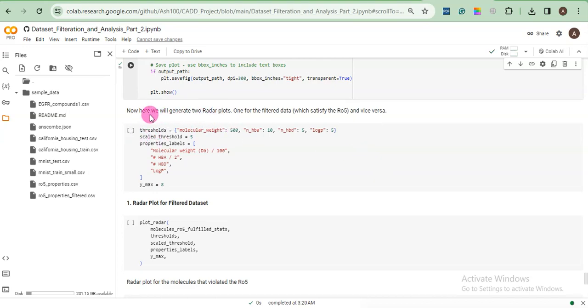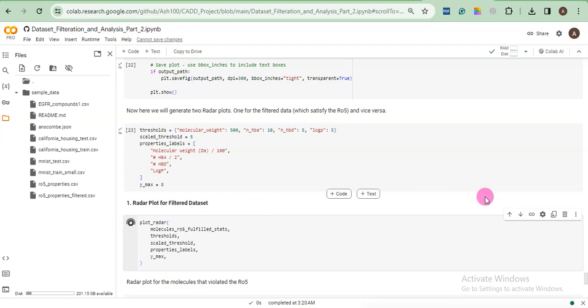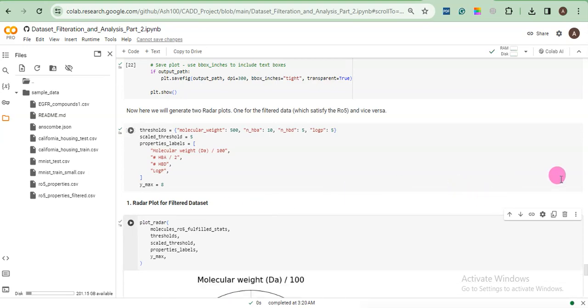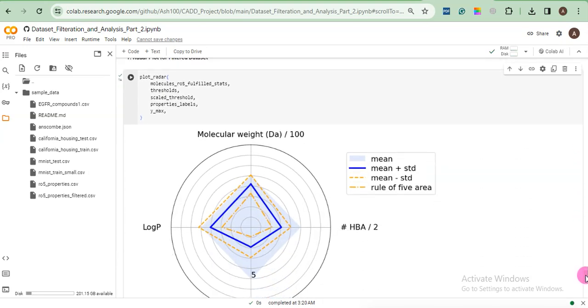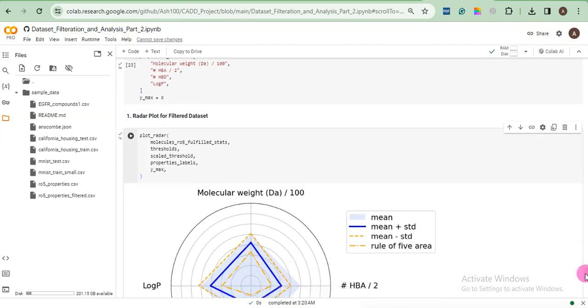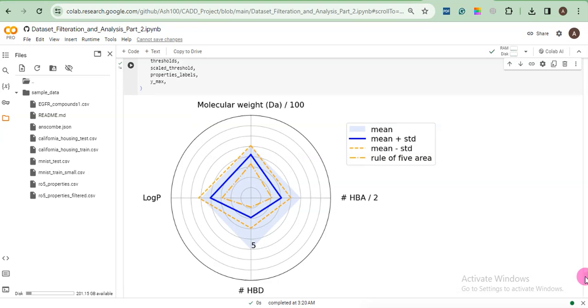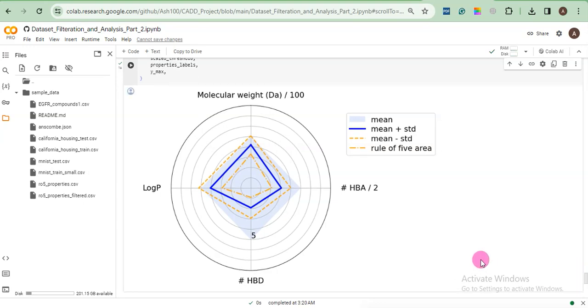Okay, now here we will generate two radar plots, one for filtered data which satisfy the Ro5, and another one for the other data. This one is for filtered data. You can see this is called the radar plot.